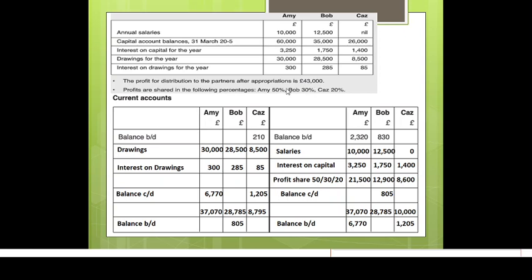towards partner. So Amy receives 50, Bob receives 30, and Kaz receives 20. So 43 times 0.5, 0.3, 0.2. And your breakdown is here, 50, 30, 20 split. Okay, and obviously your profit share is a positive. And then all I have done is I've added the totals.